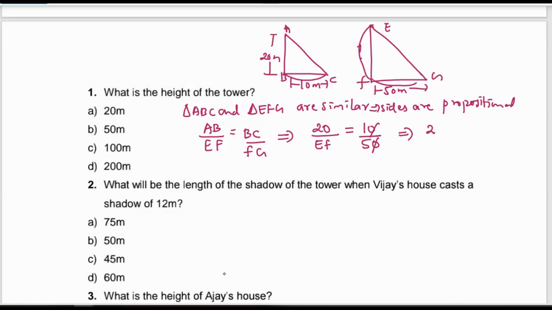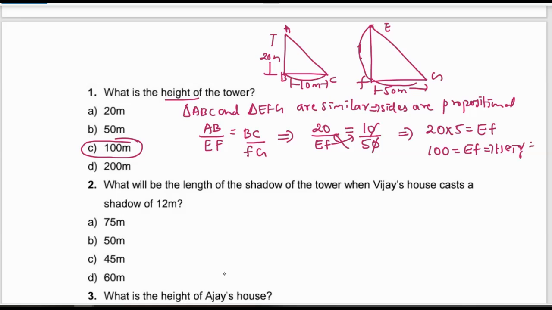So this will get cancelled, and you get EF equals 20 into 5. I'm just doing cross multiplication. 20 into 5 is 100, so the EF value will be 100 meters. EF is nothing but the height, so the height of the tower will be 100 meters.